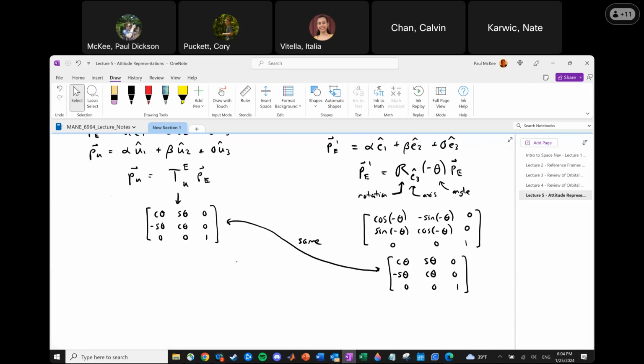So an attitude transformation matrix equals the rotation matrix describing the opposite operation.